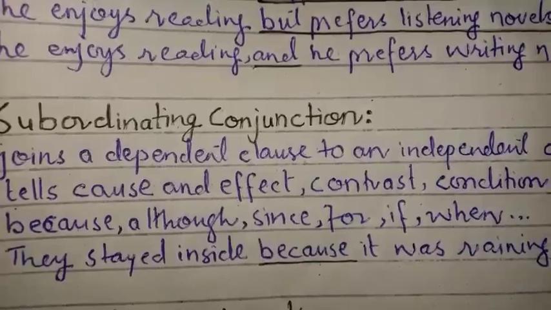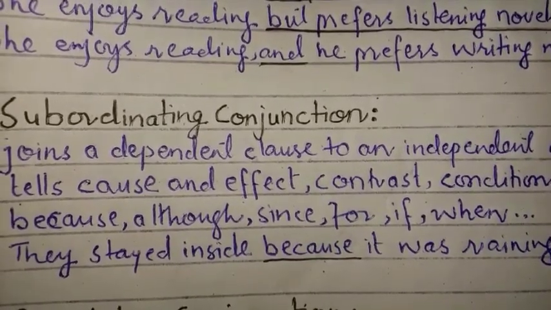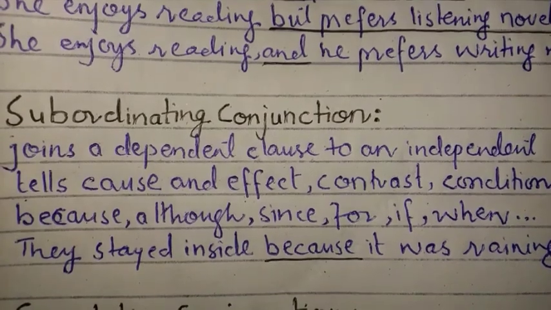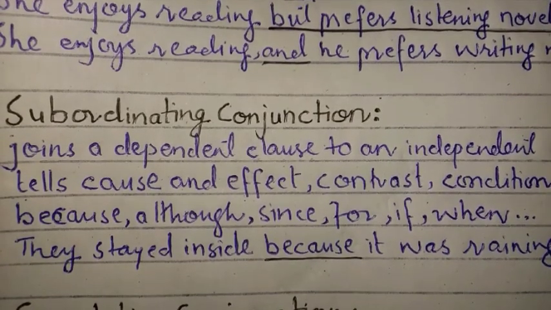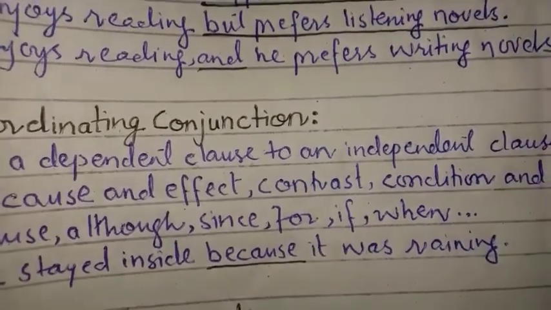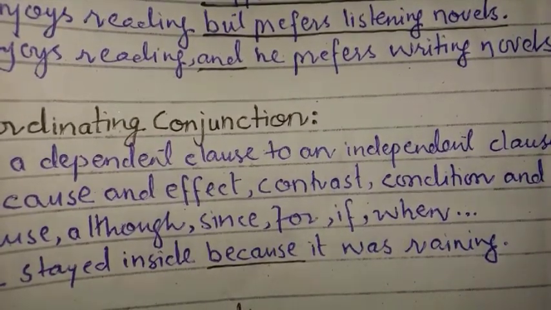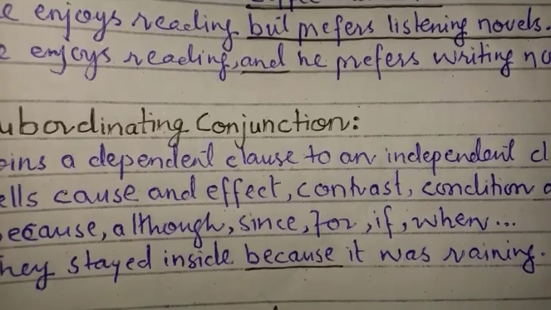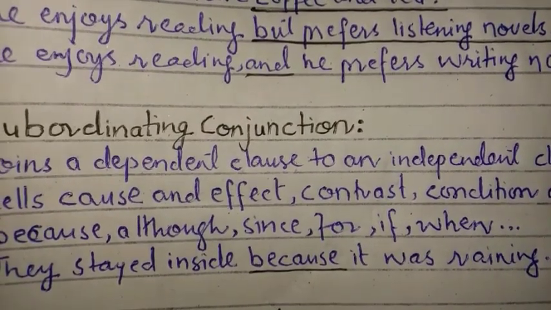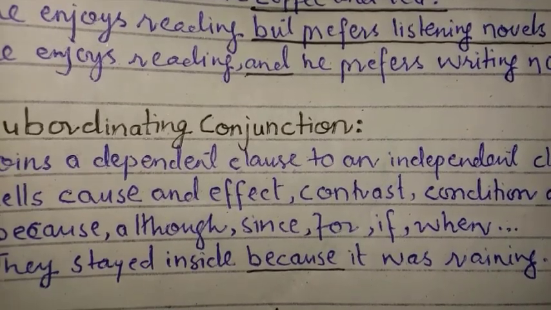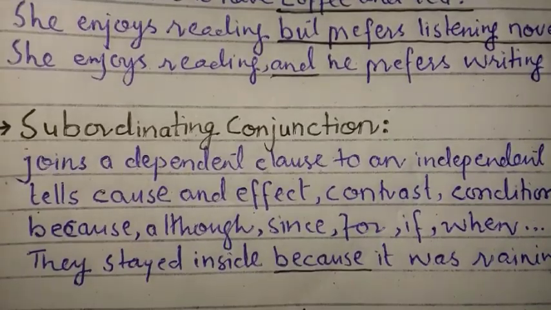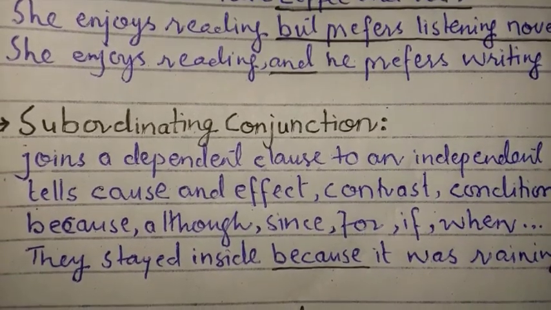They stayed inside. This is our independent clause. Now, why did they stay inside? What is the reason behind staying inside? They stayed inside because it was raining. So because is our subordinate conjunction. If we see because it was raining, this is our dependent clause, whereas they stayed inside is our independent clause.